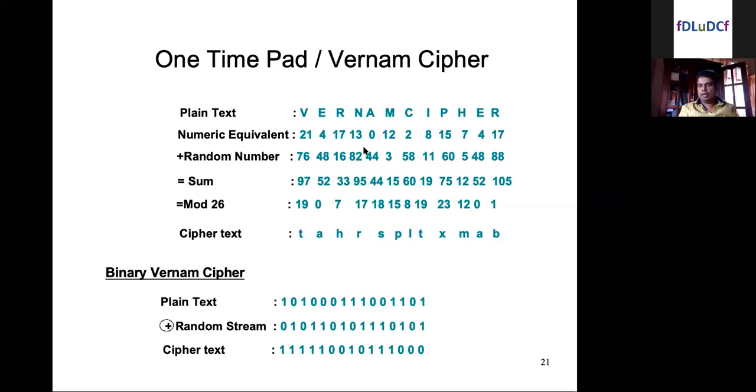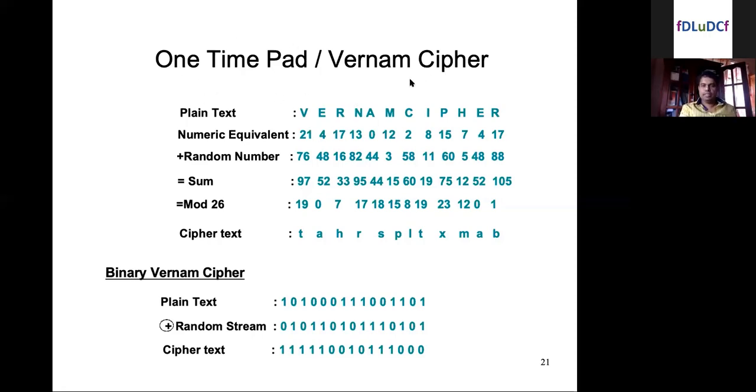Before they go into the battlefield, they agree on the page in the Bible, saying, "Okay, I'll talk to you with page number 10. I'll talk to you with page number 5," like that. Then they use the letters from that particular page as the key to do the communication. So that's how they do the encryption and decryption in this one-time pad.